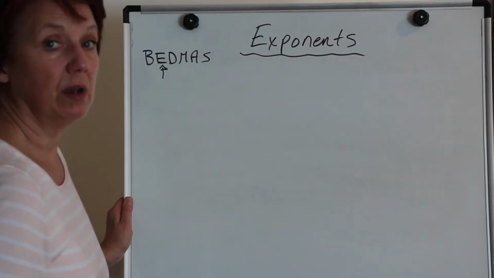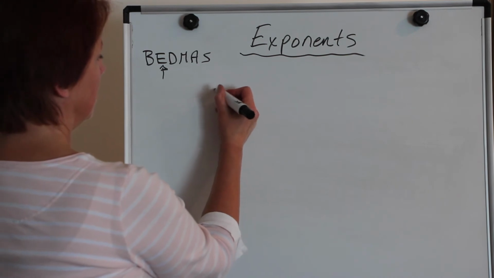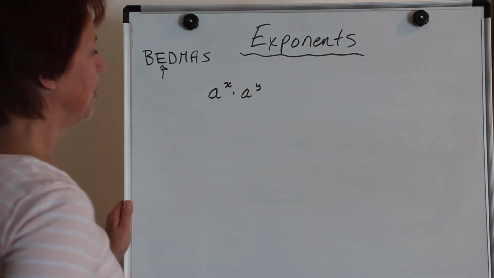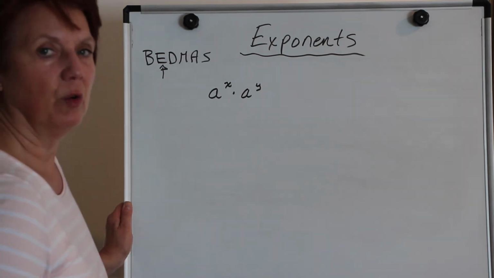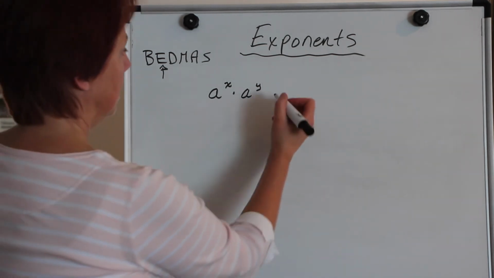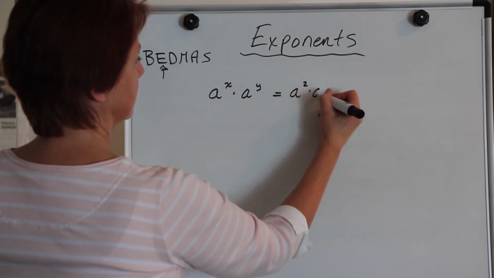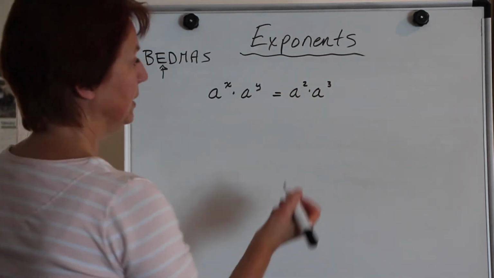Okay, so some more laws of exponents. What's a to the power of x times a to the power of y? Now, if you've done some polynomial work, you probably know this. Let's use some concrete numbers. So we have a squared times a cubed. Do you know what that is?